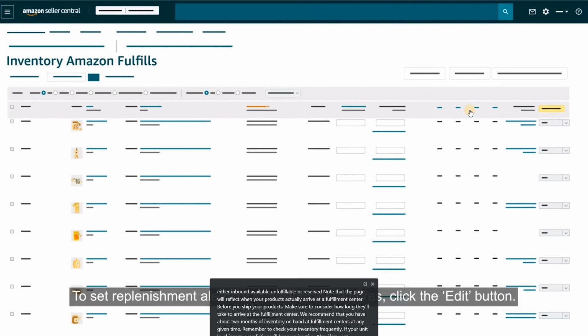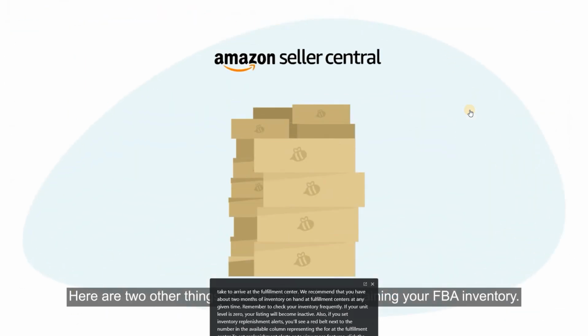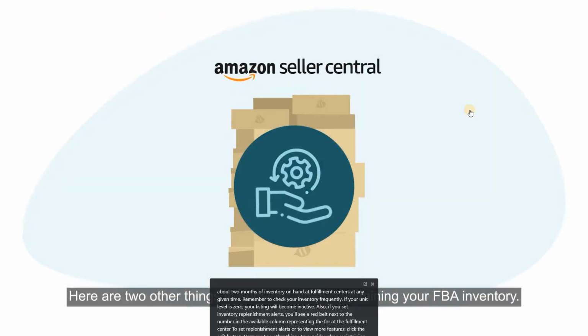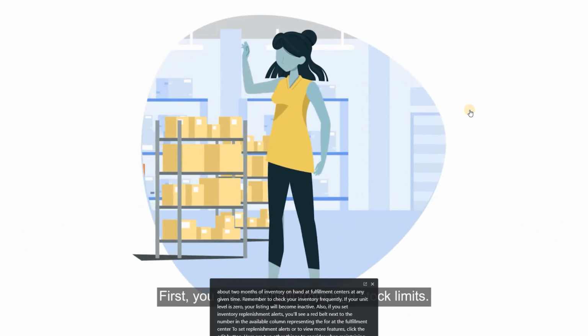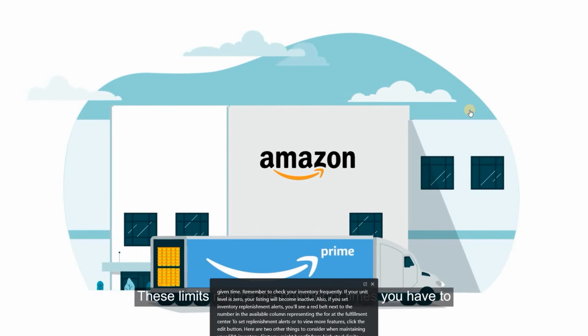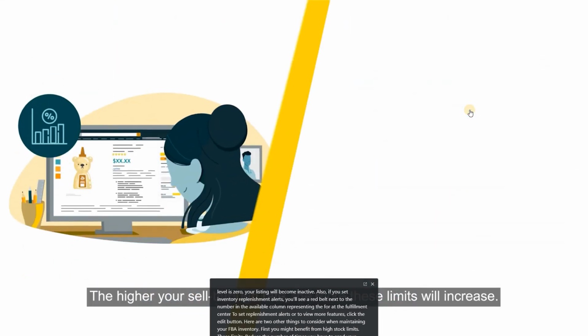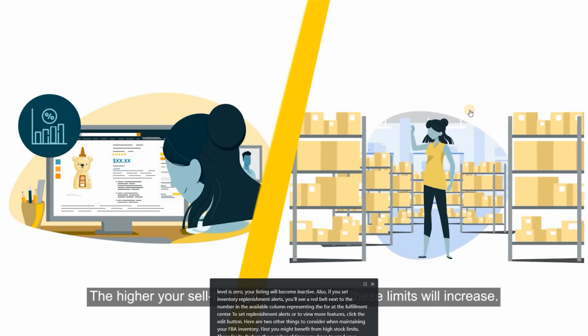To set replenishment alerts or to view more features, click the Edit button. Here are 2 other things to consider when maintaining your FBA inventory. First, you might benefit from high stock limits. These limits reduce the number of times you have to send your products to fulfillment centers. The higher your sell-through rate, the more these limits will increase.